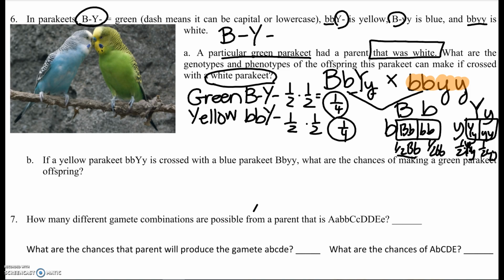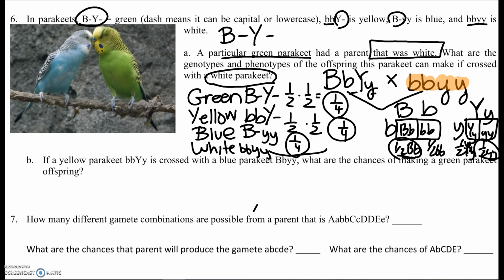I think I gave you 2 different problems on this particular worksheet, and it was 1/4 for both of the problems. To be blue, it was capital B's with little y's. Again, 1/2 chance of capital B, and a 1/2 chance of little y, so that's going to be a 1/4. And then to be white, it's a 1/2 chance of little b, and a 1/2 chance of little y, so yet again, 1/4.